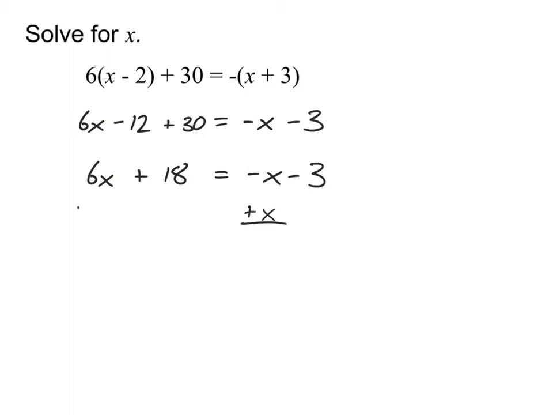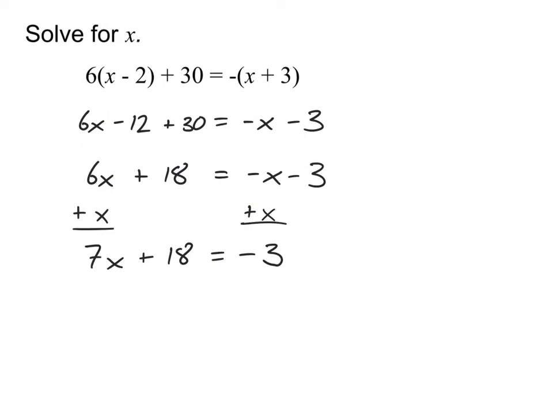And I know that 6x plus x will be positive. Specifically, that's like 6x plus 1x. And so if I have 6 x's and I add one more x to it, it gives me 7x. So we now have 7x plus 18 equals a negative 3. And remember, it's a negative 3 because whatever sign is in front of the 3, that is, whatever sign is to the left of 3, it stays with it.